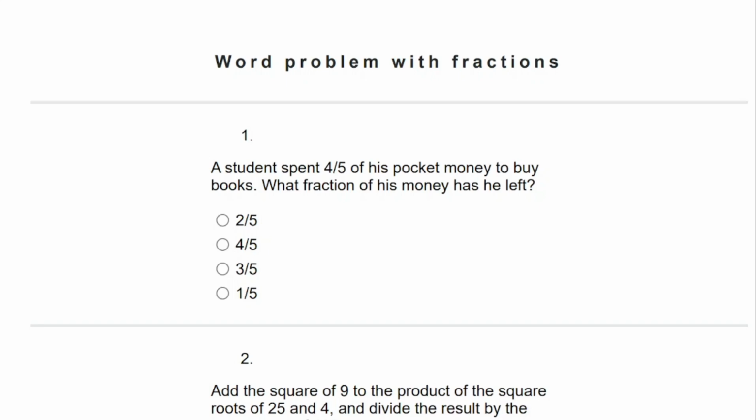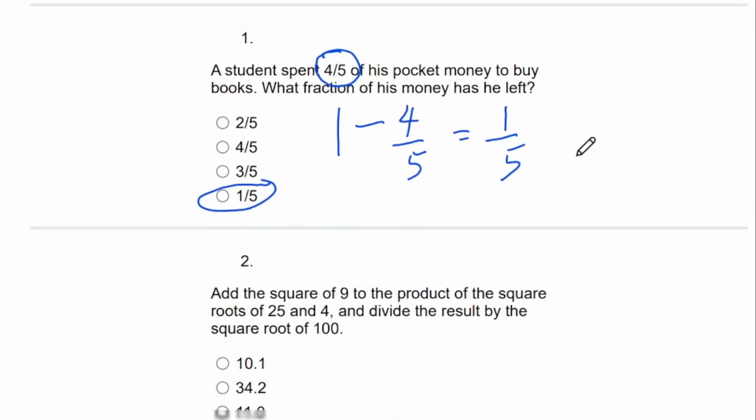So in this class, we want to look at corrections to word problems with fractions. Now the first question says, a student spends 4/5 of his pocket money to buy books. What fraction of his money has he left? So if 4/5 is spent on something, what fraction will be left is 1 minus 4/5. So that means the student will have 1/5 of his money left, which is the last option there. I hope that is very clear.